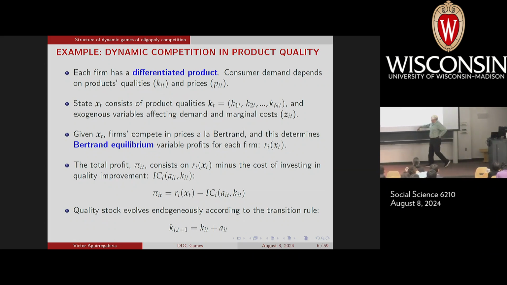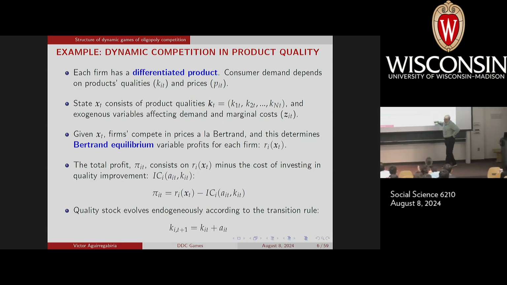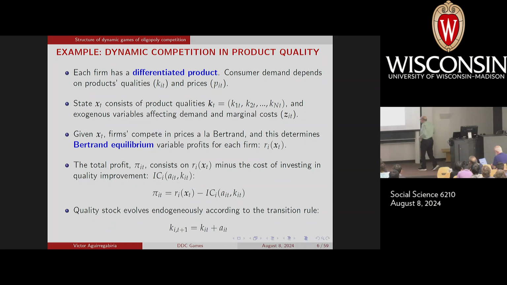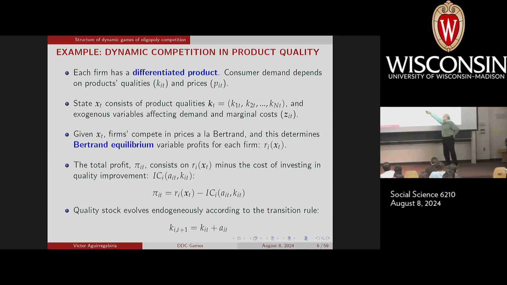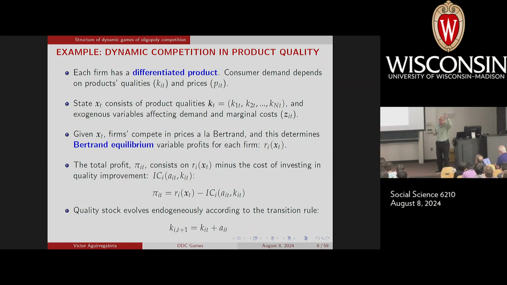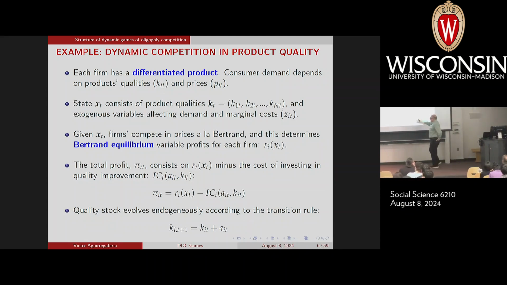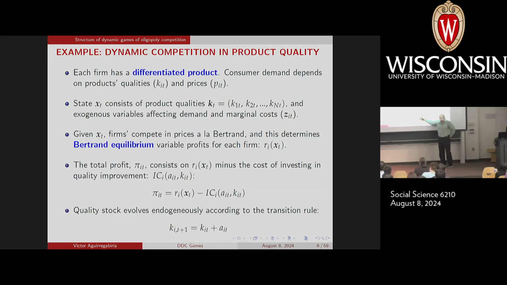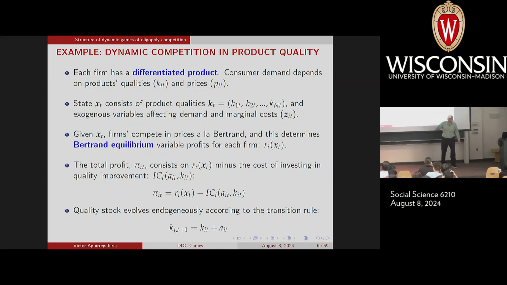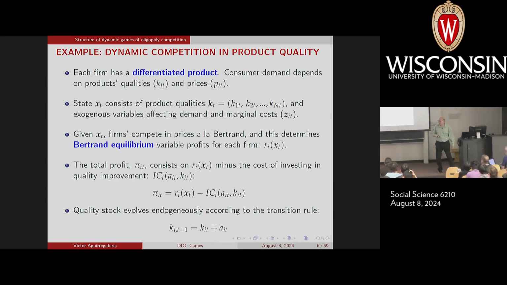In addition to the variable profit, we have an investment cost that depends on the amount of investment on quality of the firm and also the installed quality. It might be more costly to improve the quality of your product if you are at a high level of quality than if you are at a low level of quality. And the stock of quality can evolve according to this very simple rule. And in this case, there may be both positive investments in quality and negative. There may be disinvestments in quality. Okay?